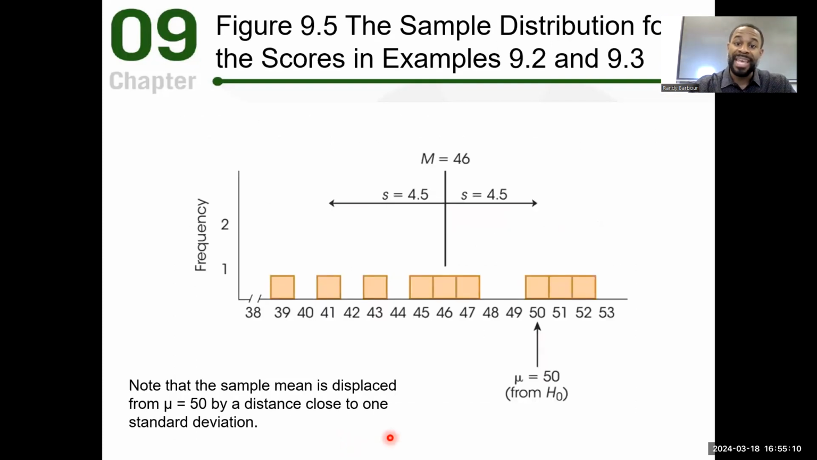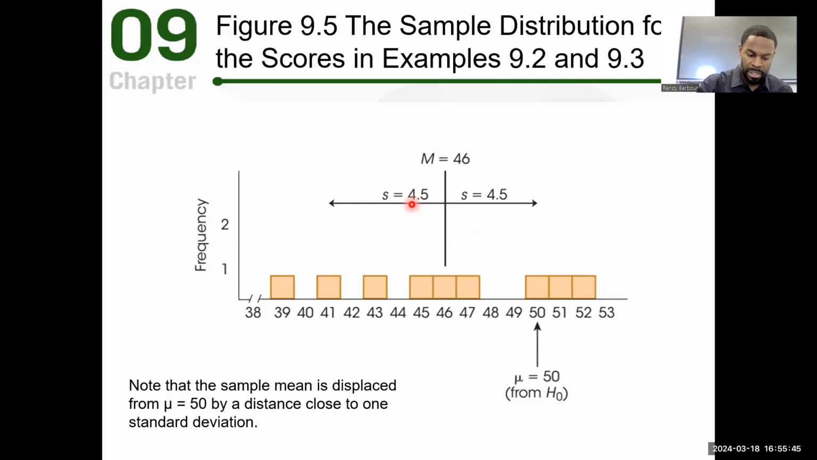All right, so in our example, we talked about the light emitting e-reader. The sample had a mean of 46 with a standard deviation of 4.5. And so in order to calculate our estimated Cohen's d, you're just going to take the mean that we got, where the population mean was 50 and the sample mean was 46, and divide that by 4.5. Very, very easy, very, very simple. Okay, so let's do that really quickly.